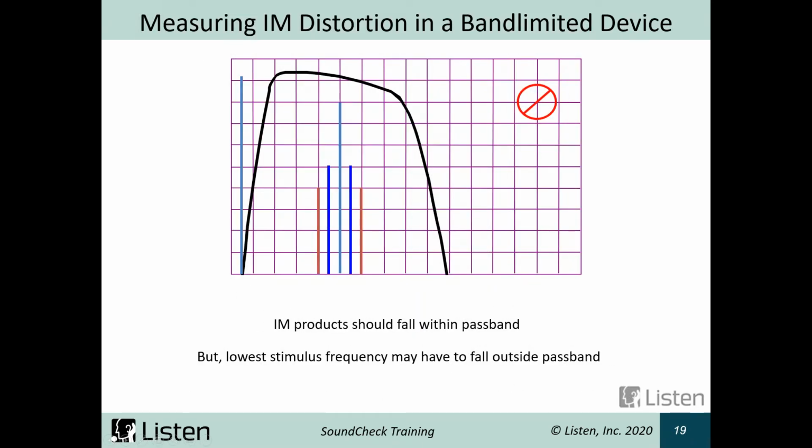So IM products for intermodulation will fall within the passband. The problem here is the low frequency. If the device itself has a low pass and anything above 8K is a problem, but you can still play low frequencies, you could use IM distortion. But if you can't actually play that signal in the low end to get the intermodulation, then we can't get intermodulation distortion.